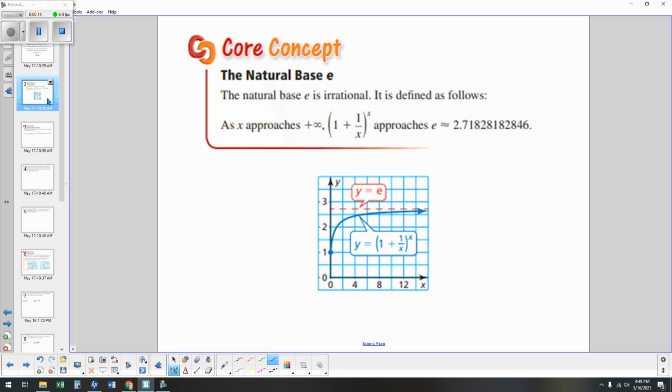So just like pi is a letter that represents an irrational number, there's something called the natural base e, and it is also irrational, and it is about 2.71828182846. You're never going to have to memorize this. Your calculator has a button on it that says E, the same as it has a button on it that says pi.